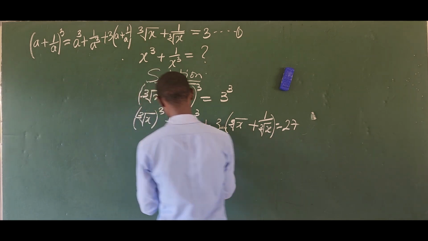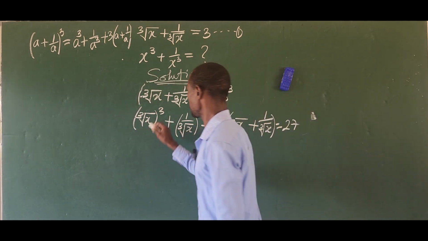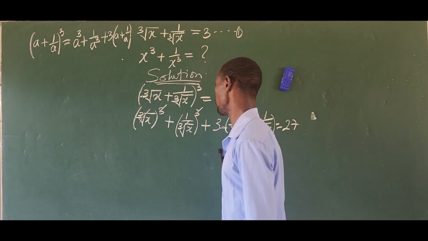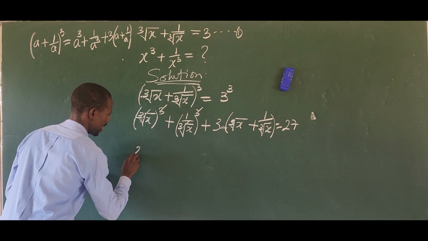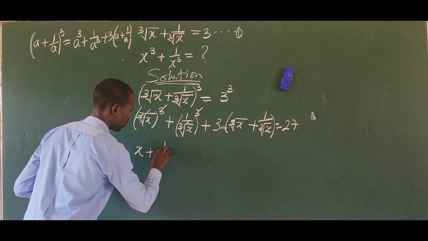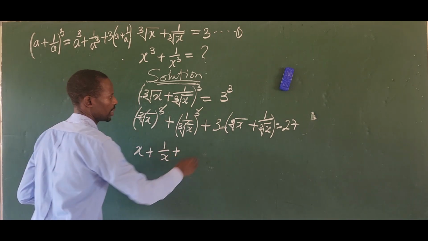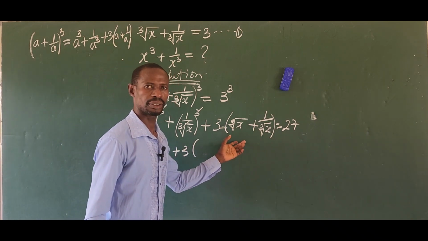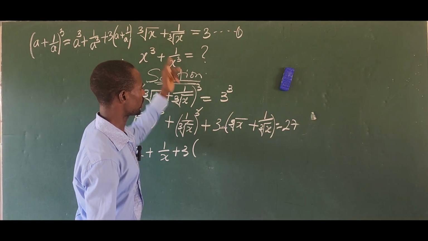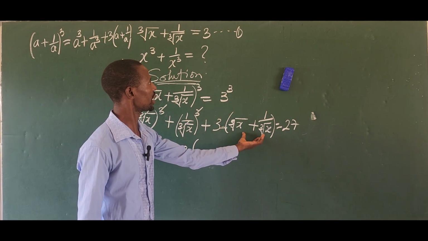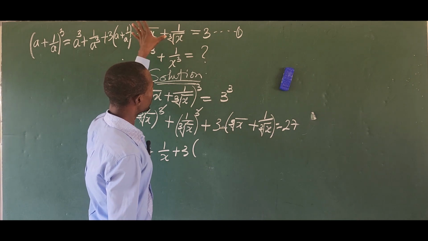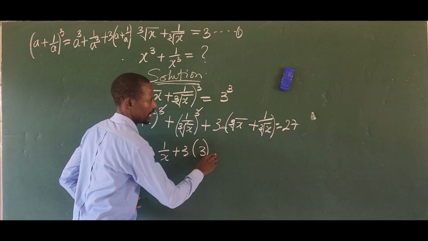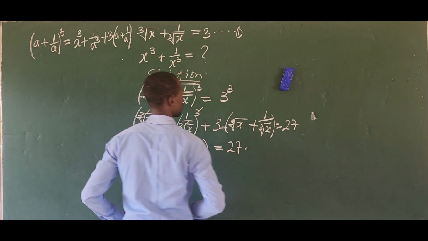Okay. Now, if you check this out, we discover that this and this will cancel, then this and this will cancel. So we are now left with x plus 1 all over x, plus 3 into. Now, look at equation 1. It's exactly what we have inside this place now. And in equation 1, the left-hand side is equal to 3. So we can put in 3 here. So we're going to have 3 here, equal to 27.